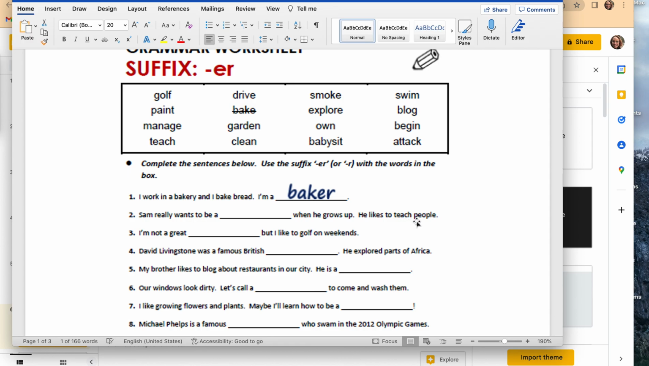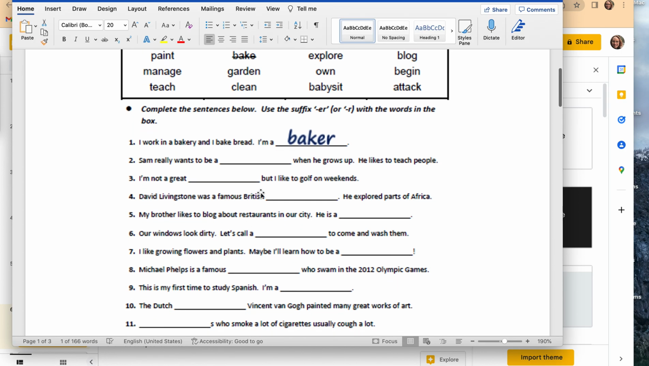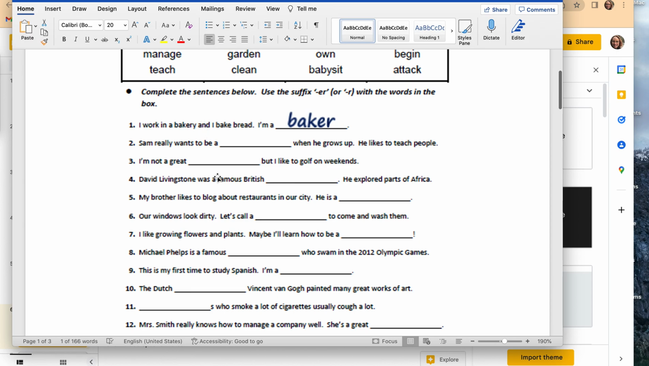Sam really wants to be a whatever when he grows up. He likes to teach people. So we can assume teach, we add ER, we get teacher. I'm not a great blank, but I like to golf on the weekends. We take golf, we make it golfer. Okay, so this is a really nice activity, where they change words by adding the ER, and we can see how it goes from a verb to a noun.